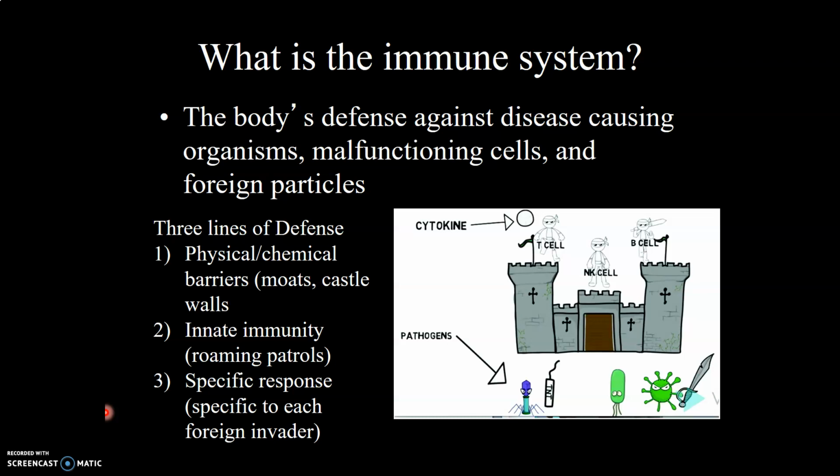Second, we have this thing called innate immunity. These are things like roaming patrols that are always searching for and on alert for specific pathogens that may have gotten past our first line of defense. And the third is a specific targeted response to a specific type of pathogen or invader. We're going to go through each of these separately in the coming slides.